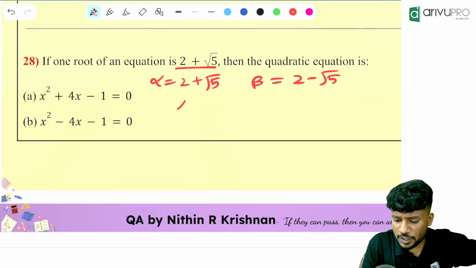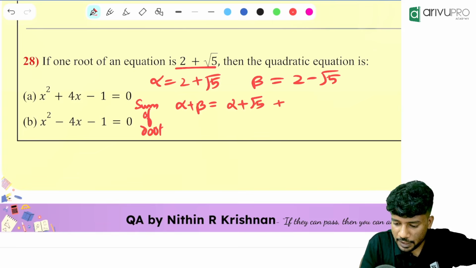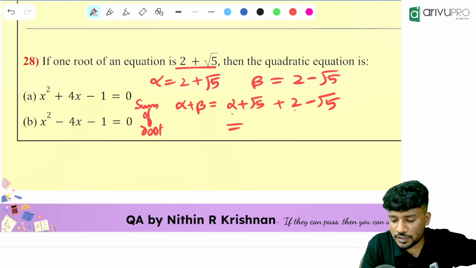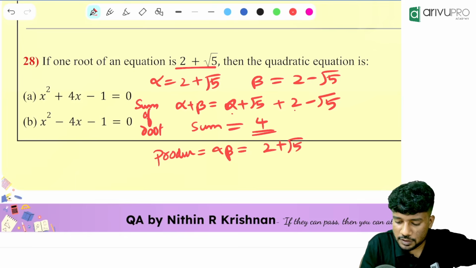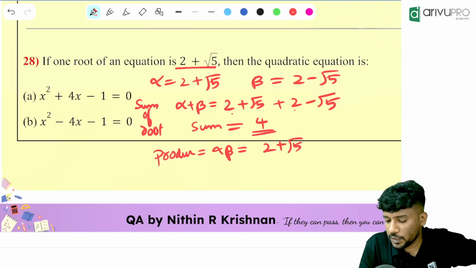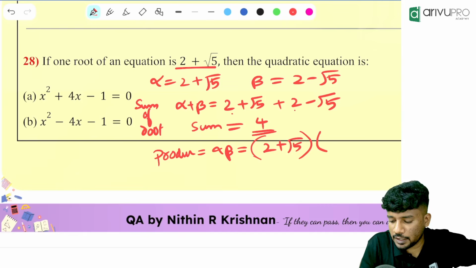Now, tell me what is alpha plus beta? Sum of the roots. Can anyone tell me the sum of the roots? That is nothing but 2 plus root 5 plus 2 minus root 5. Minus root 5 plus root 5 cancel. 2 plus 2 is how much? 4. So sum is equal to 4. Can anyone tell me the product? Product is nothing but alpha beta, which is 2 plus root 5 into 2 minus root 5.